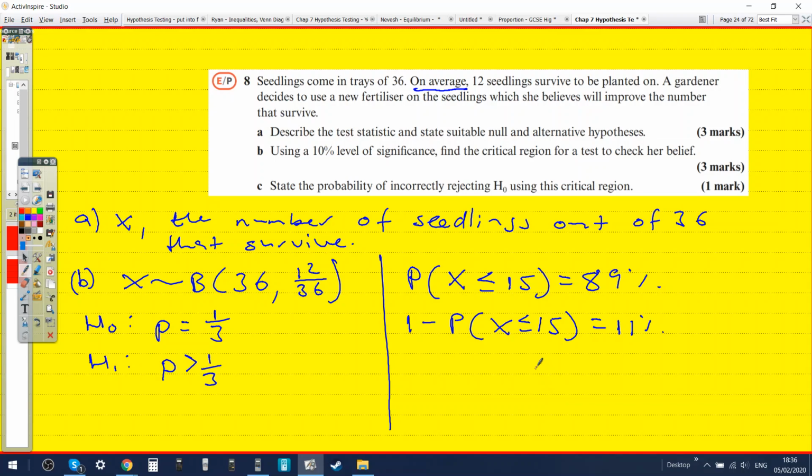What do you mean good enough? For a 10% level of significance? No. So what would we try next? We try 16. So what is the probability x is less than or equal to 16? 0.94. So 94%. And what is 1 minus that? 6%. So that is it. So what is the critical region?